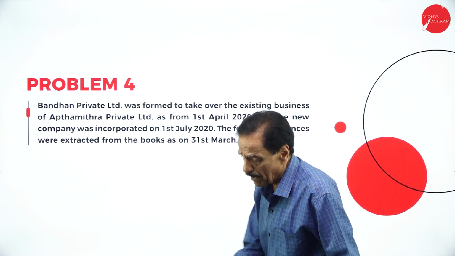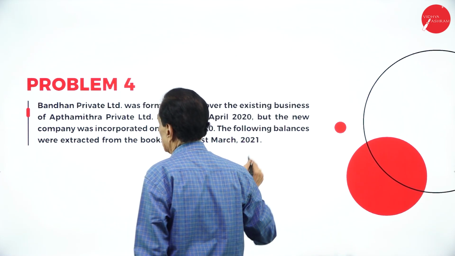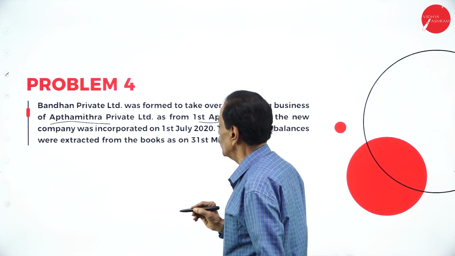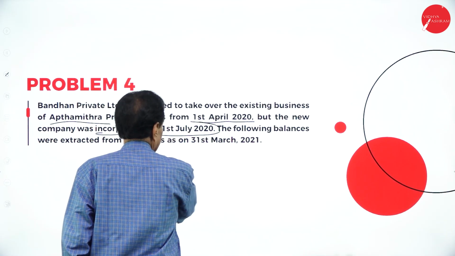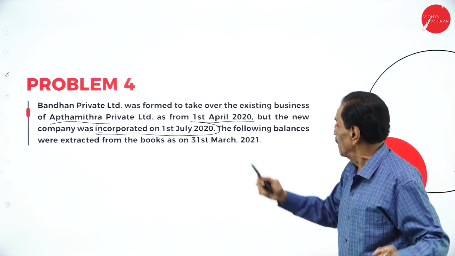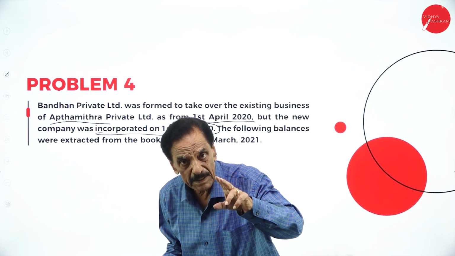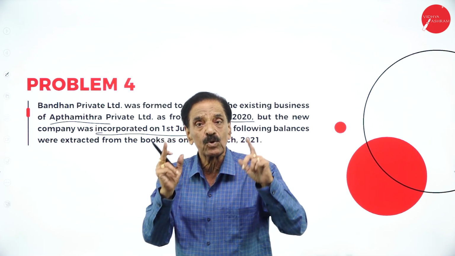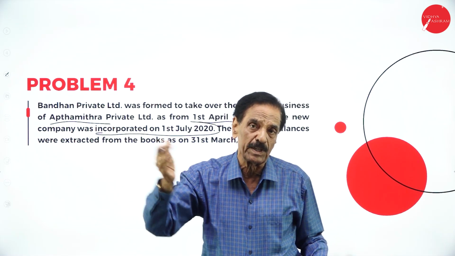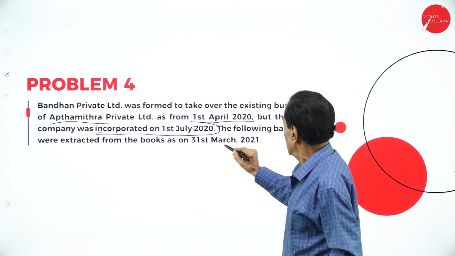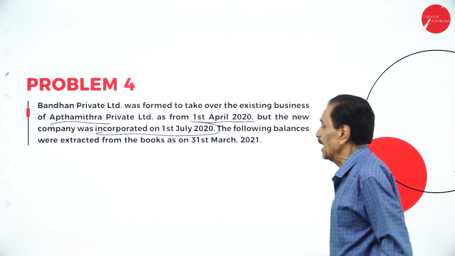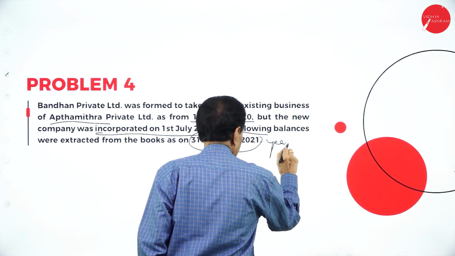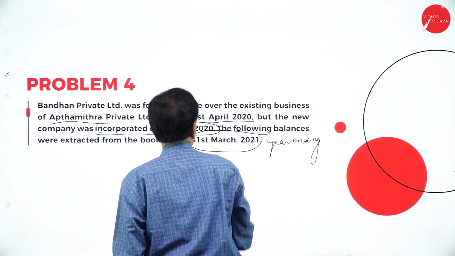We'll move on. Bandhan Private Limited was formed to take over the existing business of Aptamitra Private Limited as from 1st April, but the new company was incorporated later. On which date did it start? April to March, 1st April 2022, to 31/3/2021 is 1 year. So this is called the financial year. It starts from 1/4/2022, and ends 31/3/2021. Incorporated in July. The following were extracted from the books as on 31st March 2020, year ending. This is your beginning.